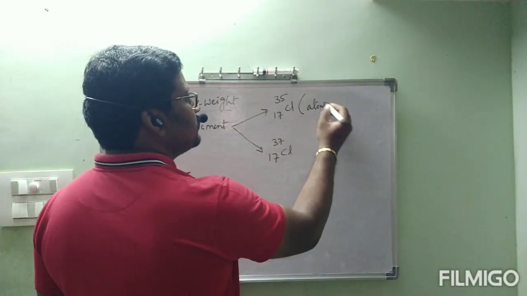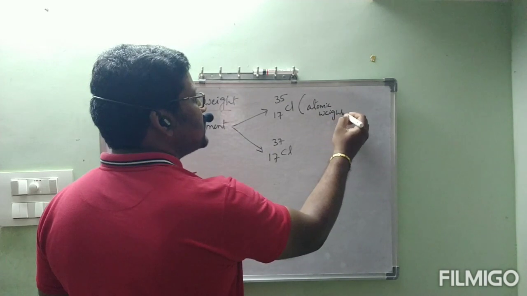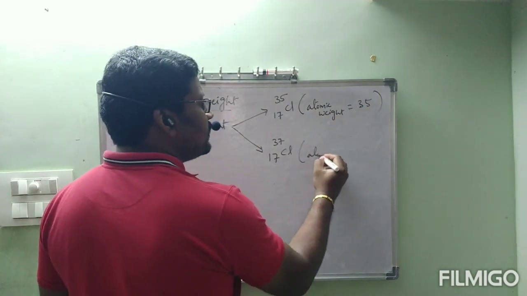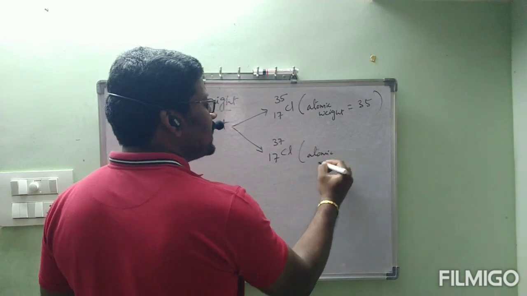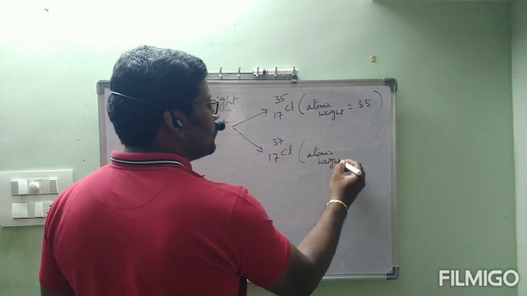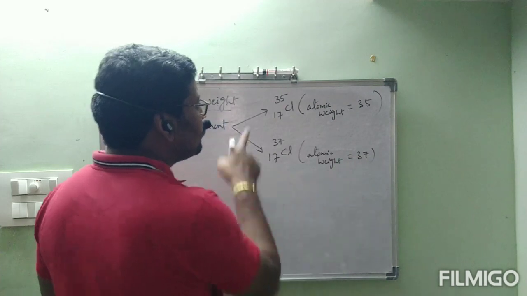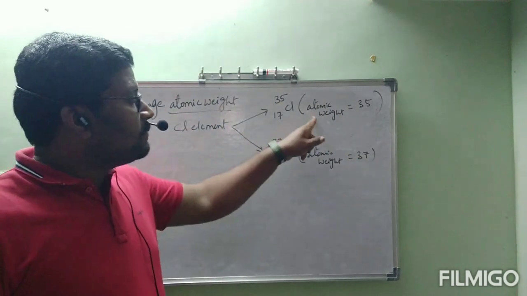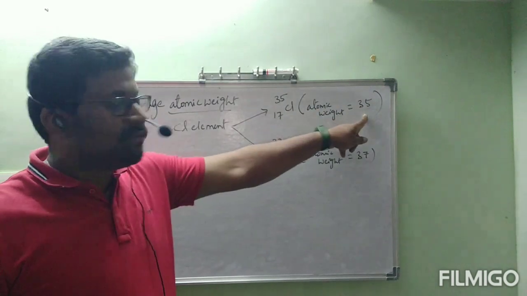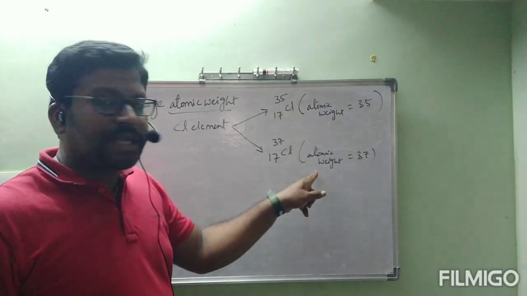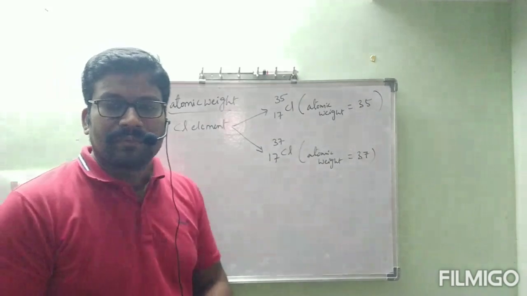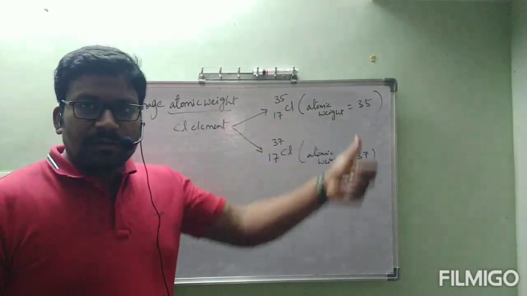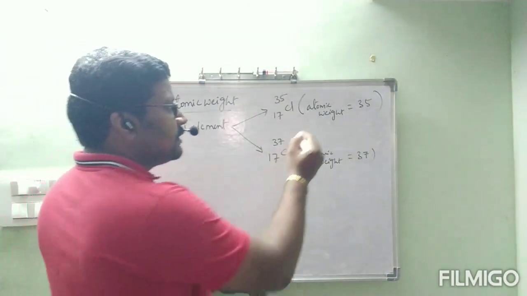Atomic weight of first isotope is equal to 35. Atomic weight of second isotope is equal to 37. One more time: atomic weight of first isotope is equal to 35, atomic weight of second isotope is equal to 37. Okay, I noted down the atomic weights also. Next information.